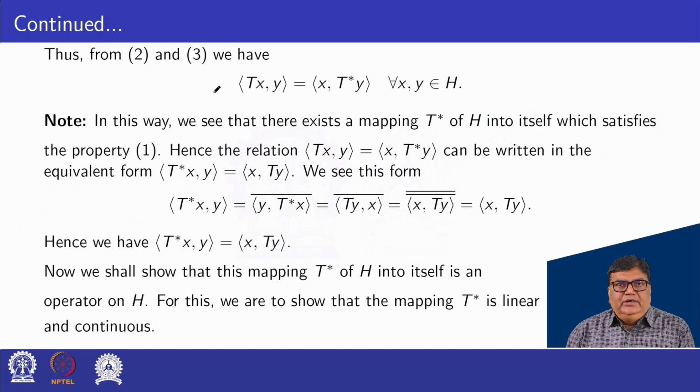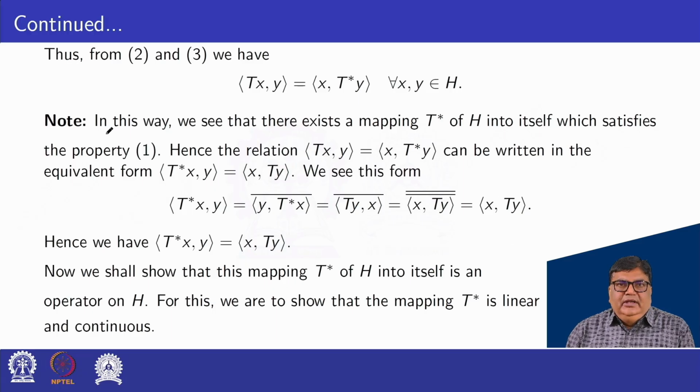So from 2 and 3 we have inner product of Tx and y equal to inner product of x and T star y for all x, y belonging to H. Hence proved. This representation can also be defined as inner product of T star x, y equal to inner product of x and Ty.